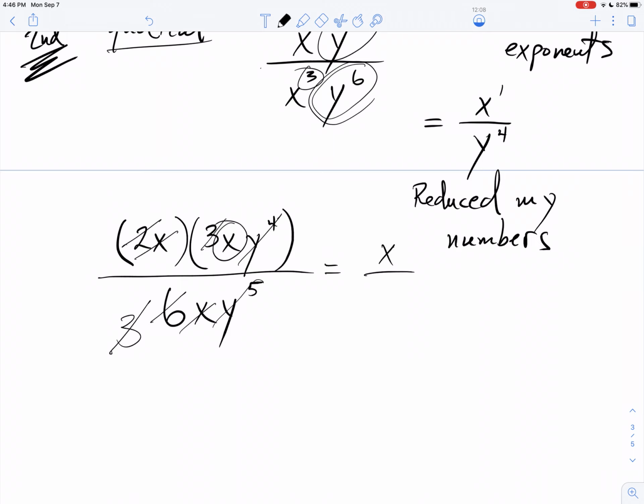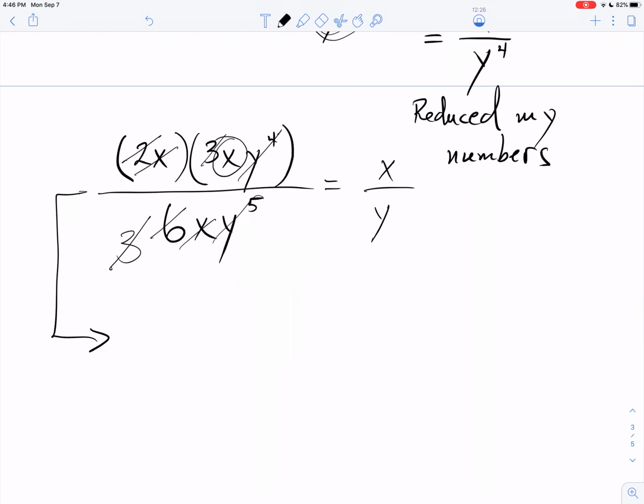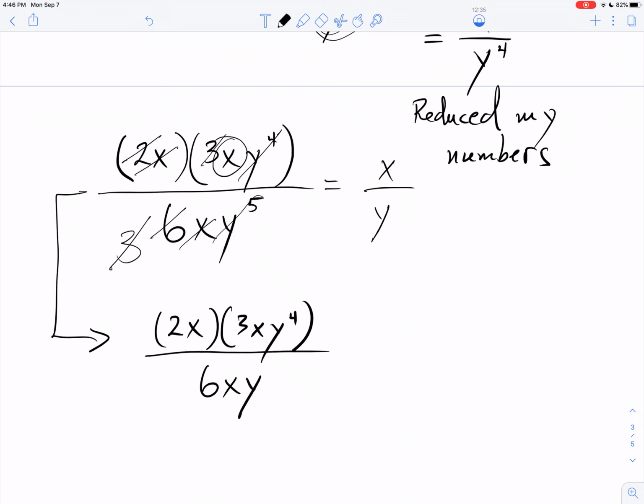And then 5 take away 4, that's the only thing left in the bottom. That was me doing the quotient rule before I did the product rule. Well, what if you do it the other way? Let's take a look. What I'm trying to say is, it won't matter. Let's start with the original question, 2x, and then there was 3xy4. And then on the bottom there was 6xy5.